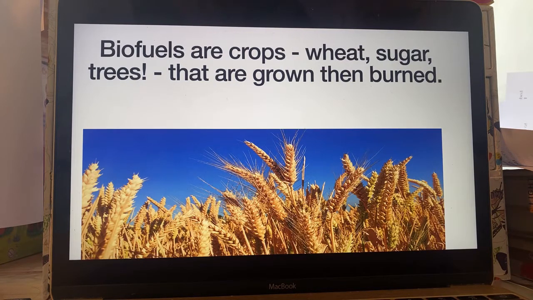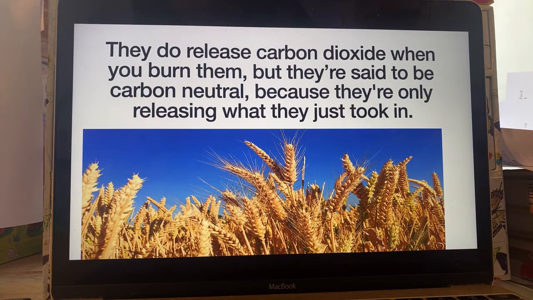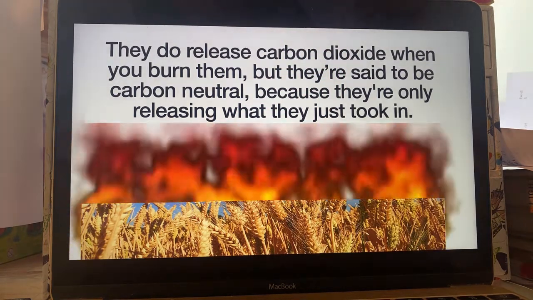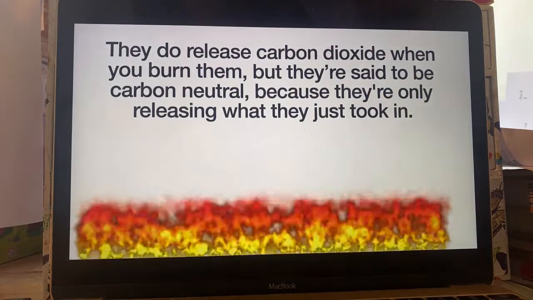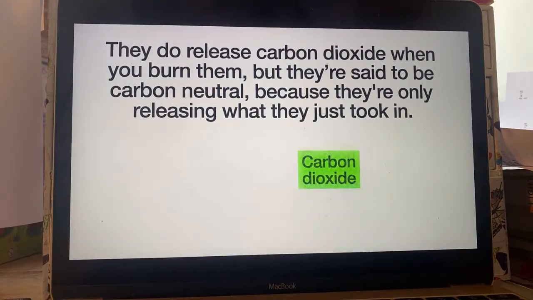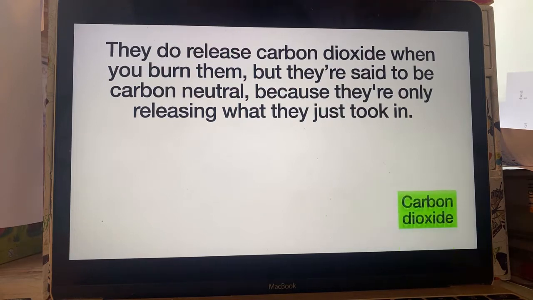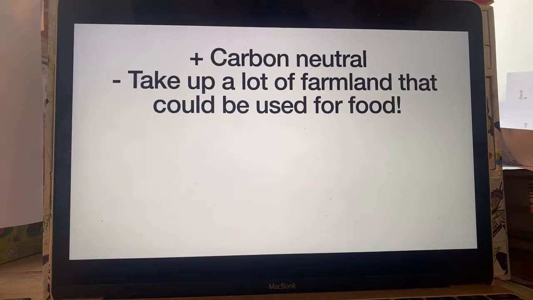You're looking at my PowerPoint because of the special effects that are coming. You ready? So they do release carbon dioxide, obviously. Trees release carbon dioxide when you burn them, but they're said to be carbon neutral because you're only releasing what they just took in. So obviously while this wheat is growing in the field, it is taking in carbon dioxide. That's what plants do. They take in carbon dioxide and water and they make their own food. So when you burn that wheat, you do release carbon dioxide, but it's only the carbon dioxide that it's just taken in. So you say it's carbon neutral.